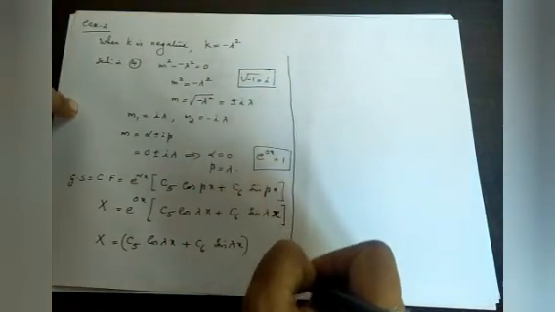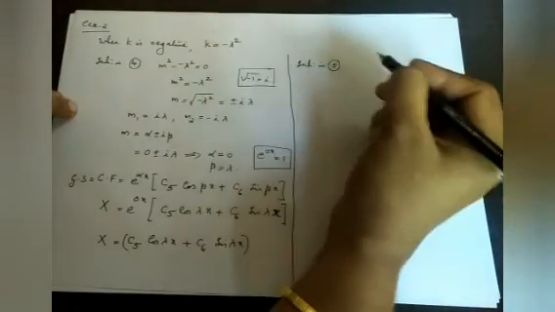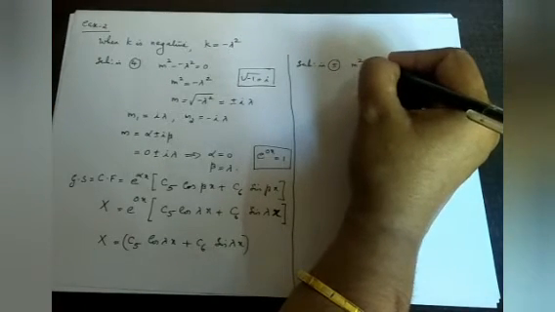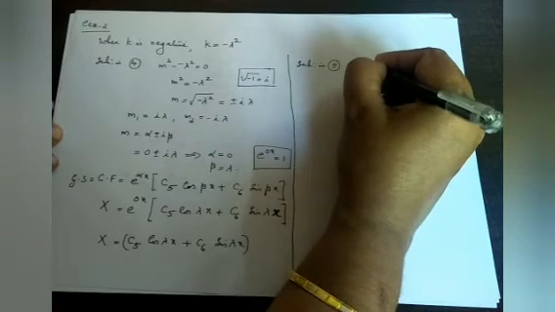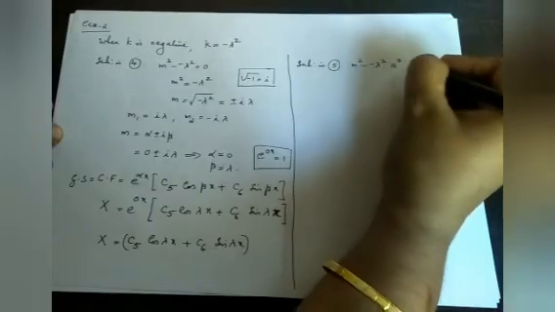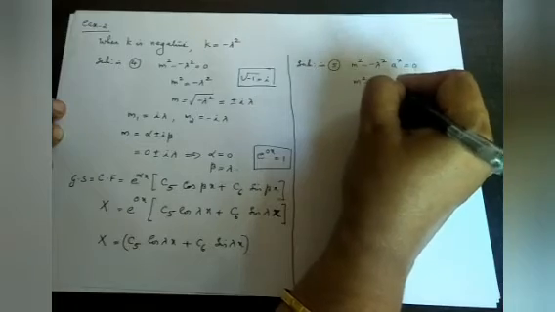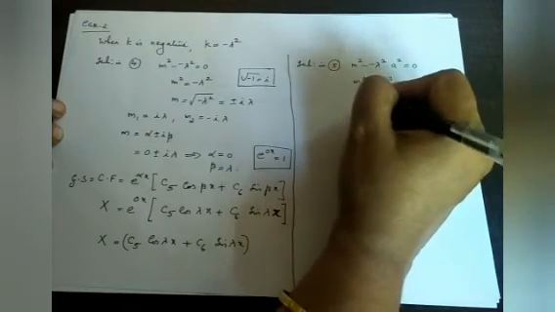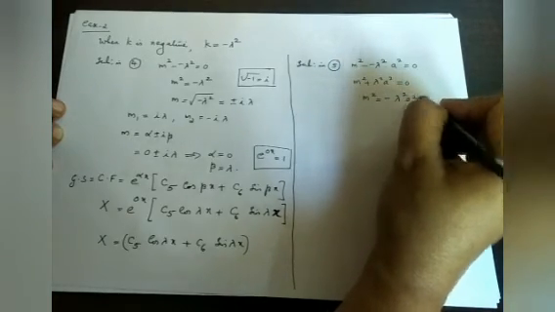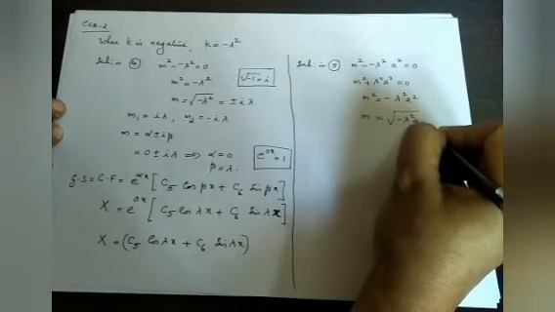I am writing it here. Substituting in equation number 5, in the place of k, we have m square minus, in the place of k, we have minus lambda square into a square equal to 0. That is m square plus lambda square a square equal to 0, or m square is equal to minus lambda square a square. m is equal to square root of minus lambda square a square.